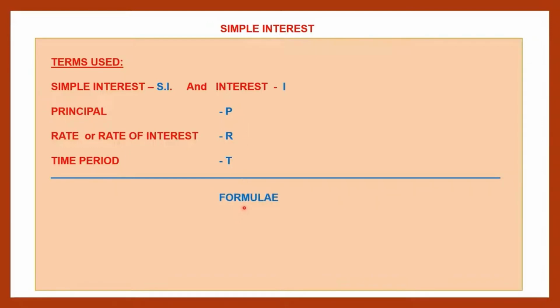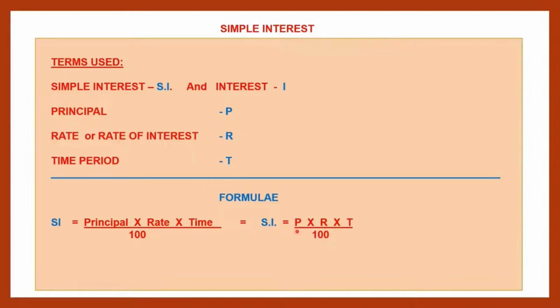What are the formulae? Now the formula to find the simple interest is principal, that is this, into rate into time, divided by 100. So multiply these and divide it by 100. I've written the same thing here in a simpler way. So simple interest is P into R into T divided by 100.